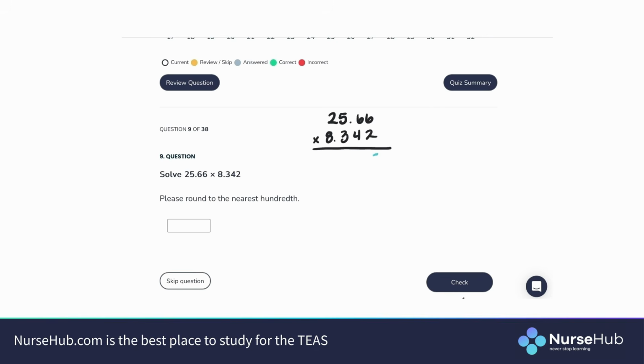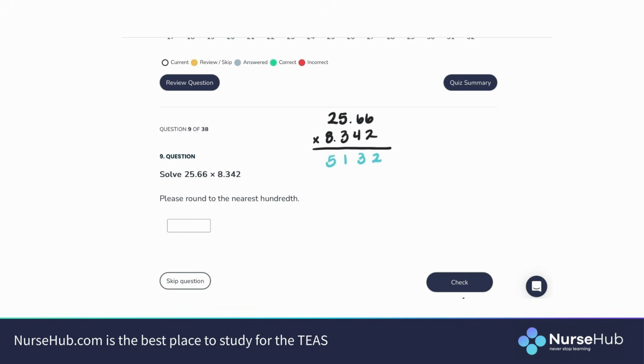2 times 6 is 12. Drop the 2, carry the 1. 2 times 6 is 12, plus 1 is 13. 2 times 5 is 10, plus 1 is 11. 2 times 2 is 4, plus 1 is 5. So first round, there we go. And I'm just going to erase some of what we just put up there.